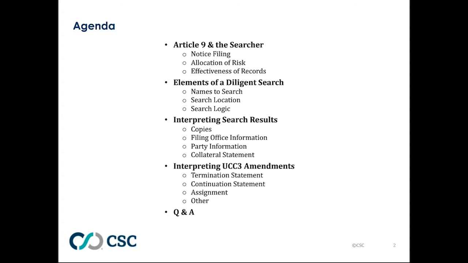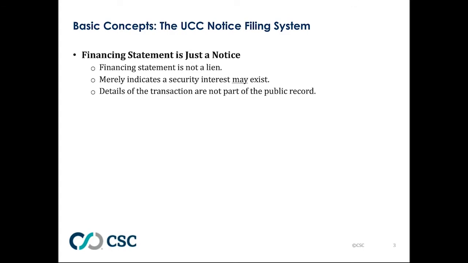So let's go ahead and begin with the essential concepts behind the UCC system that searchers must always keep in mind when conducting searches. The first, and this is probably the most important thing to remember about the system for the UCC searcher, is that the UCC system is a notice filing system. What that means is that the records that get filed, financing statements, are just notices. These are not liens, they're not operative documents, they're not enforceable documents. They aren't anything that you can go to court and enforce.